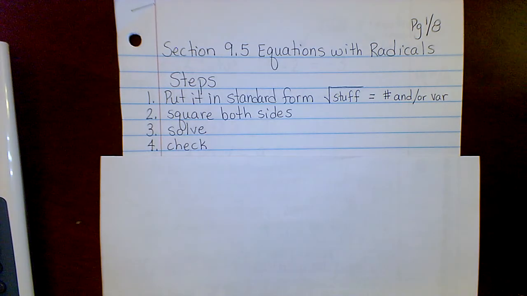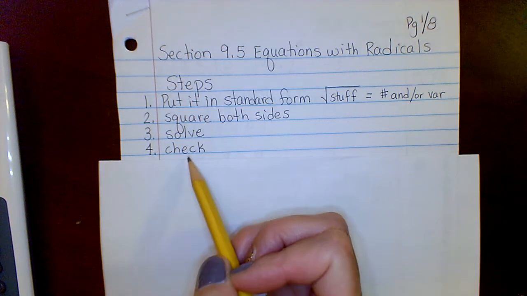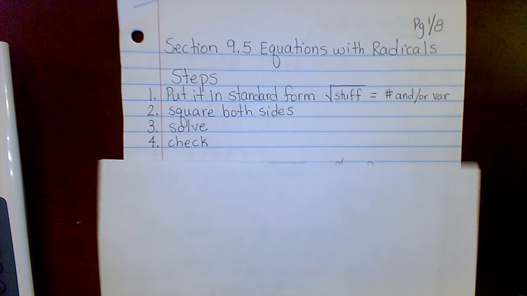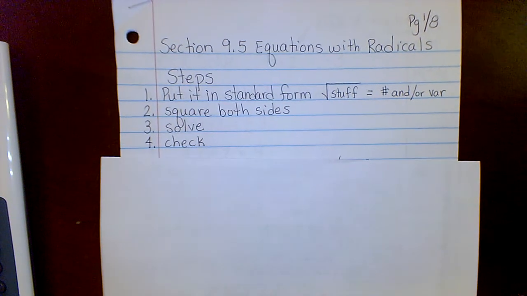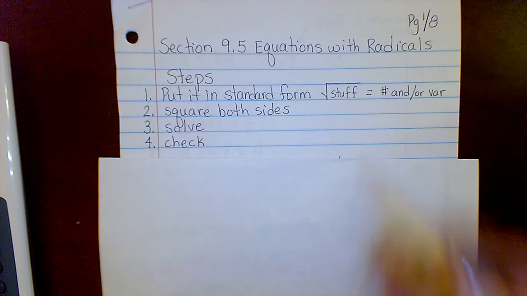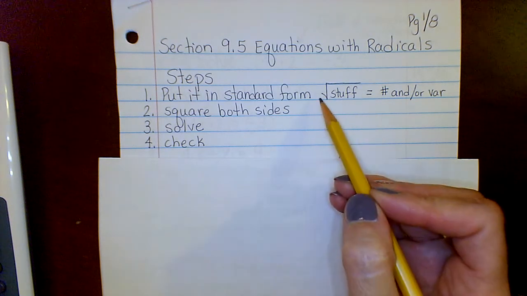This is section 9.5, and this is going to be on solving equations that contain radicals. The steps we're going to follow for each one of these are these four. First, we're going to put it in standard form. Now, what's standard form? That's going to be getting the square root by itself.